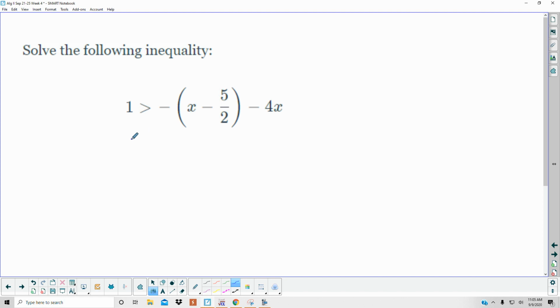Okay, and this one. 1 is greater than, distribute the negative in, negative x plus 5 halves minus 4x. This time you have x's on the same side. When they're on the same side, you just combine them. You're just adding like terms. If you need to put a 1 there to help you see it, negative 1x minus 4x is minus 5x plus 5 halves.